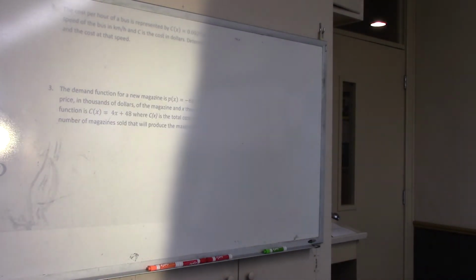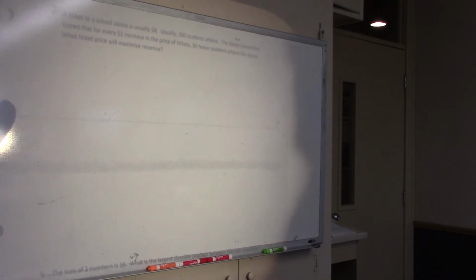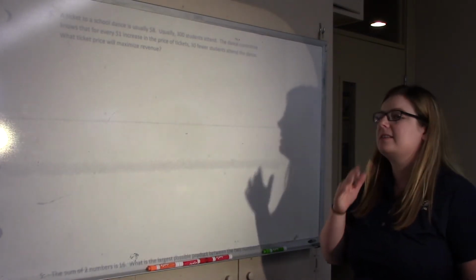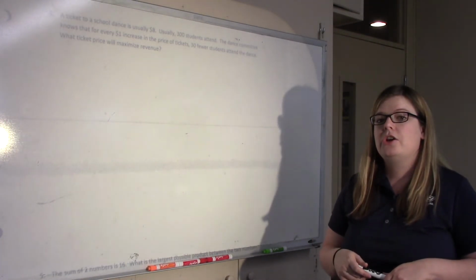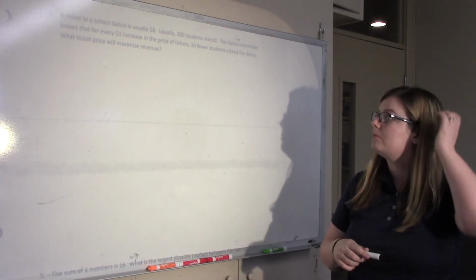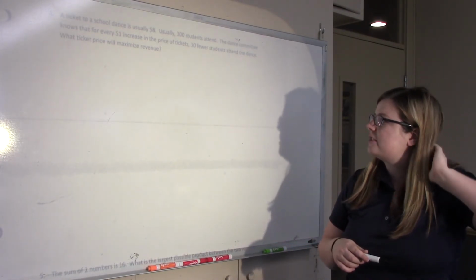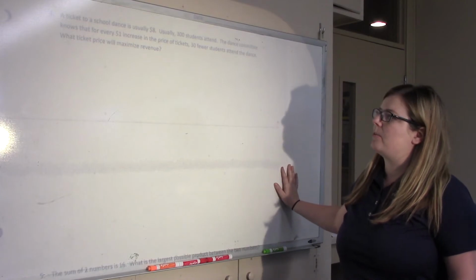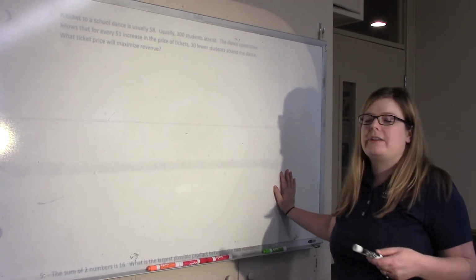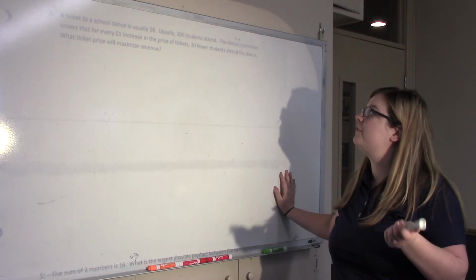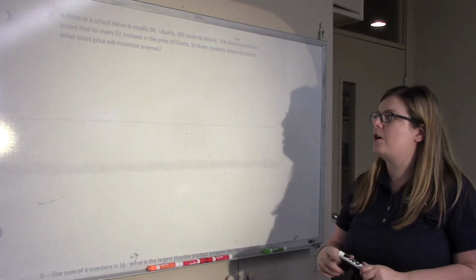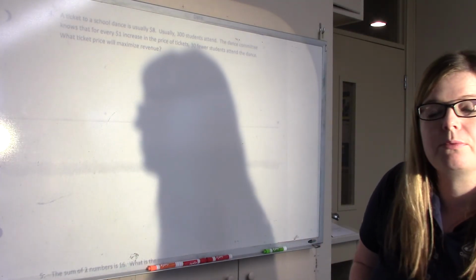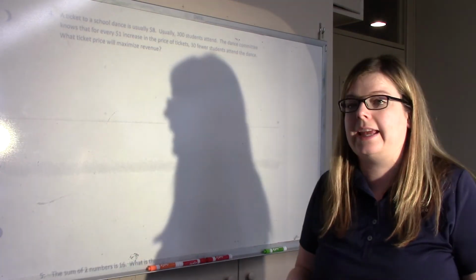Now we really go back into grade 10 with our whole ticket situation. I don't know if you remember this, but this was a very common type of question about price changes last year. So price changes that go up and price changes that go down. A ticket to a school dance is usually $8 and usually 300 students attend. But now they want to increase the price by $1 or more. They say for every $1 increase, 30 fewer students come to the dance. What ticket price will maximize revenue? Notice they only care about revenue here, not profit. So you don't have to worry about the cost of the dance, just how much money they're taking in.